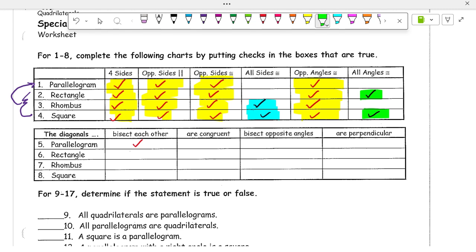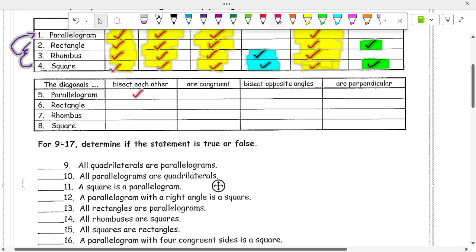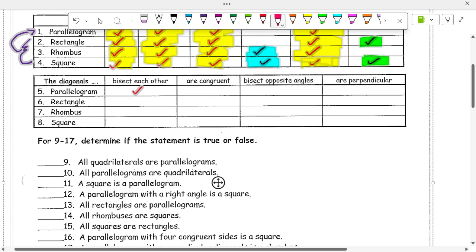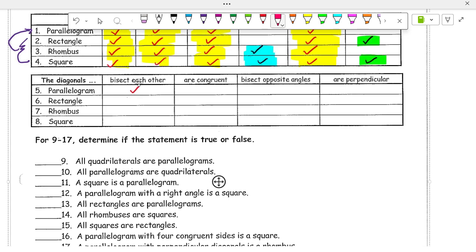All right. Now, that means that for the next one, for all 3 of these underneath, they bisect each other. What should I do? Check them off because they share that with a parallelogram. Now, since a parallelogram has none of the other ones that are true, we have to go based off of our gut. So, are the diagonals of a rectangle congruent? Yes or no? Is a rhombus? Are they congruent? No. Are squares congruent? Yes, because the square shares properties with a rectangle.